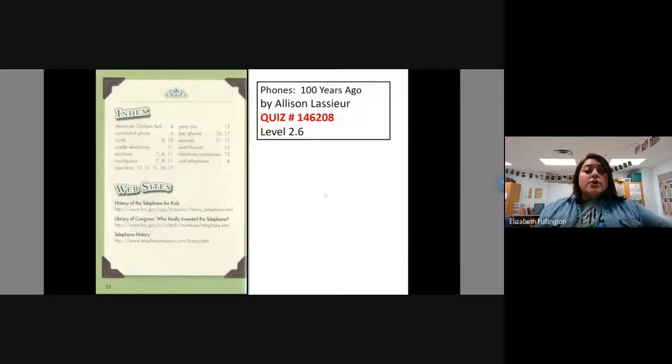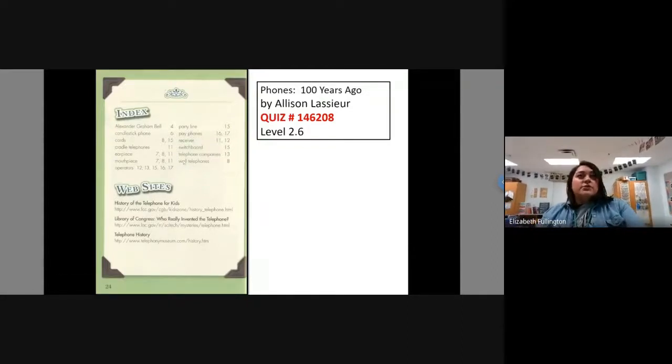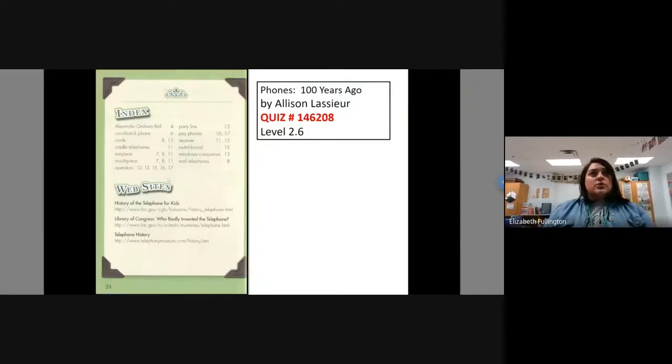All right, so here are the websites that you can look at. The history of telephones for kids. These are websites that you can look at for telephones if you want to look at 100 years ago what telephones look like. The index is to help you find certain subjects. So if I say, oh, I want to learn about the operator, I'm going to look where the operator is. I can find something about the operator on page 12, page 13, page 15, page 16, and page 17. So you can find the word operator in those pages in this story. So that's what an index is for.